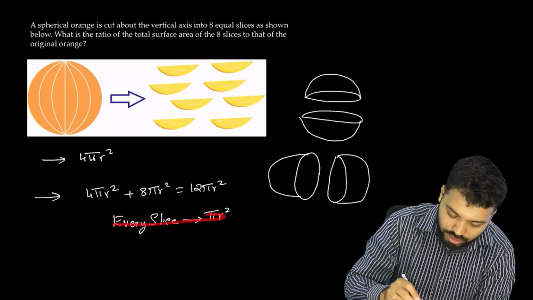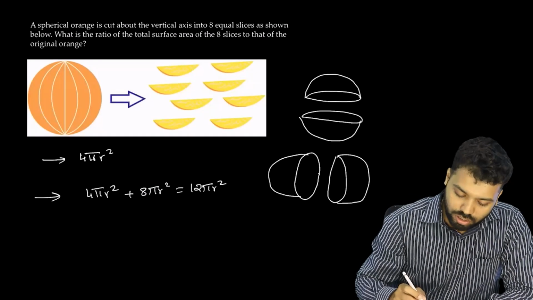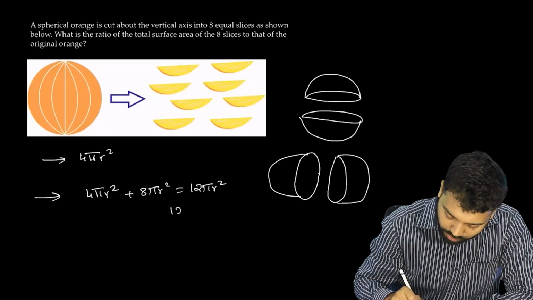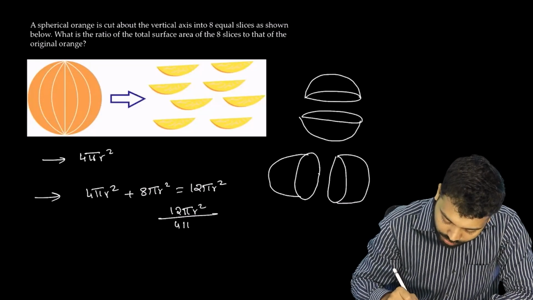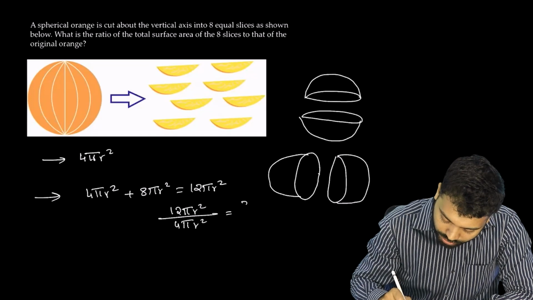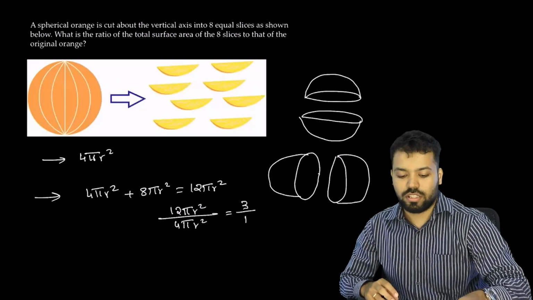So what have they asked? They have asked for the ratio of the new total surface area, which is 12 pi r square, to that of the original area, which is 4 pi r square. So you get the answer as 3:1. 3:1 is the answer.